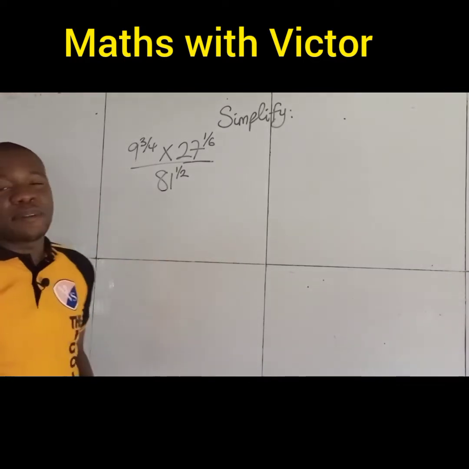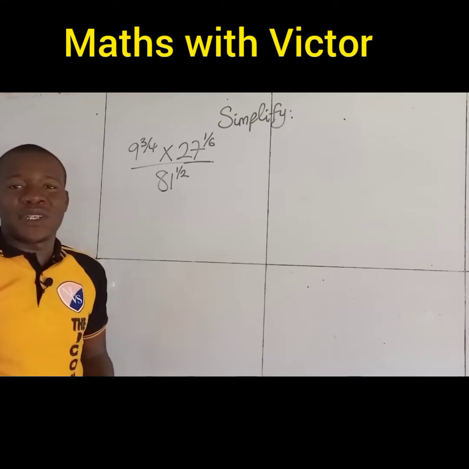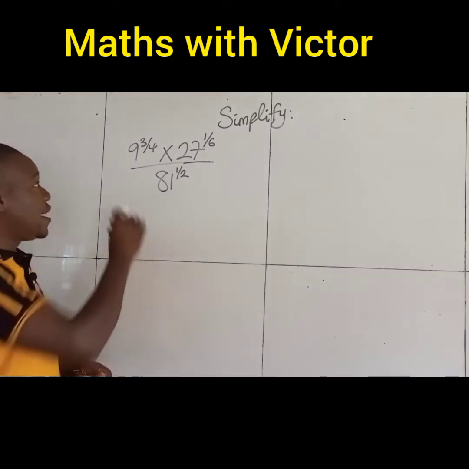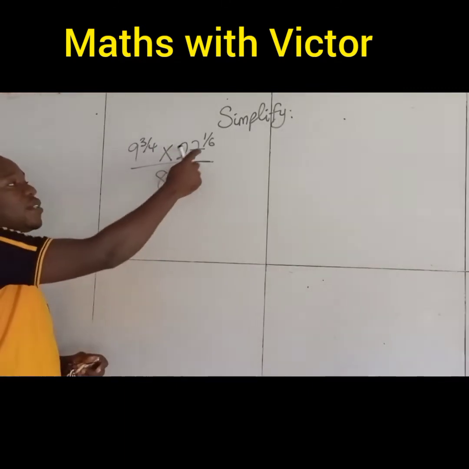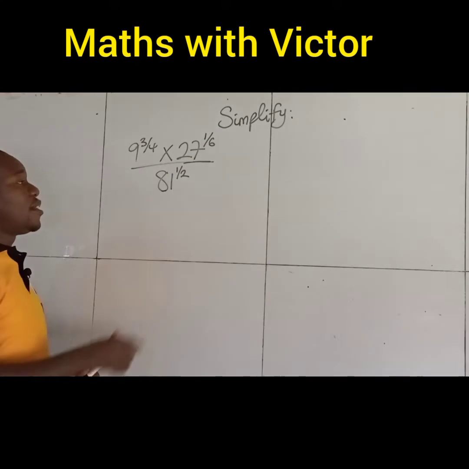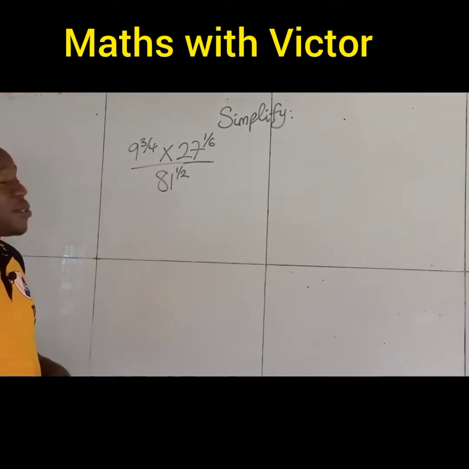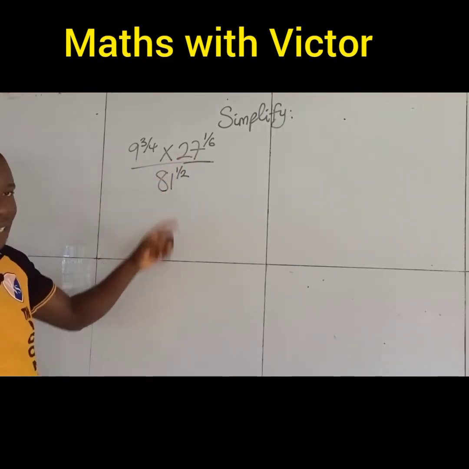Today we want to simplify problems that involve powers by applying the laws of indices we have learned in the previous class. So we have 9 to the power of 3 over 4 times 27 to the power of 1 over 6 all over 81 to the power of 1 over 2. So I want you to notice the bases clearly, 9, 27, and 81.